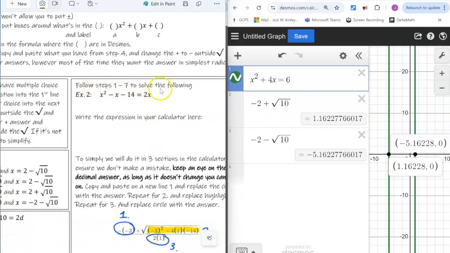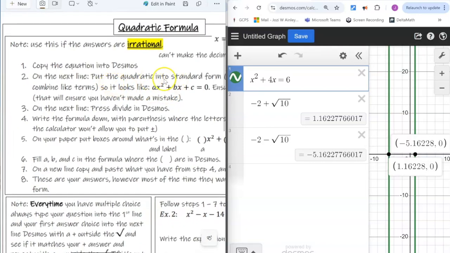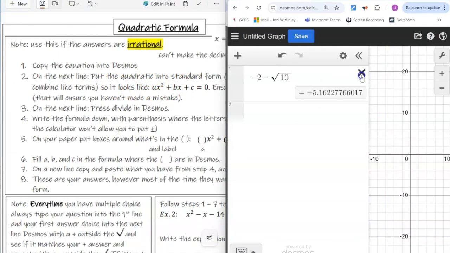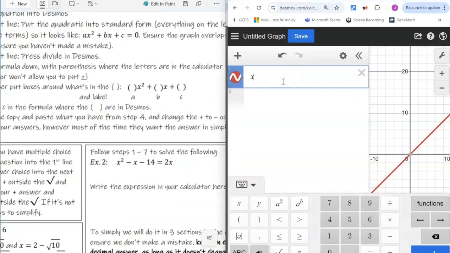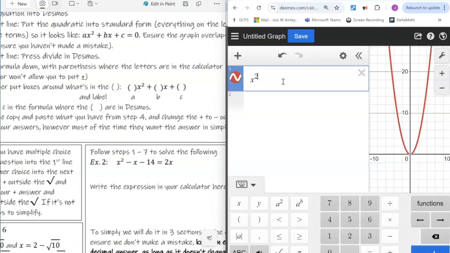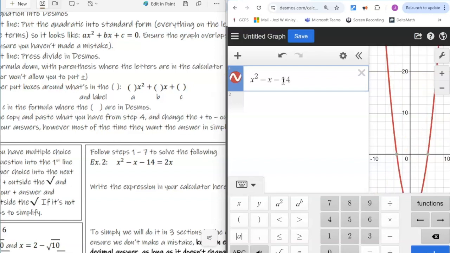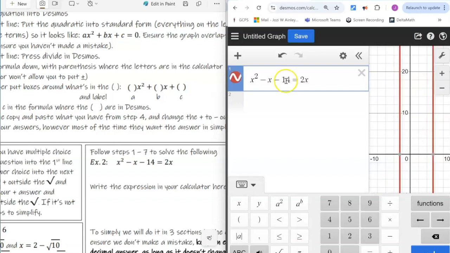So follow steps 1 through 7. It says copy the equation into Desmos. Again, we're always going to check our answer choice in Desmos because we just want to make sure that we're on the right track. Now, because there is some work involved in this, you do want to make sure you are doing your work in Desmos as opposed to on a sheet of paper, because you want to check your answer every time.